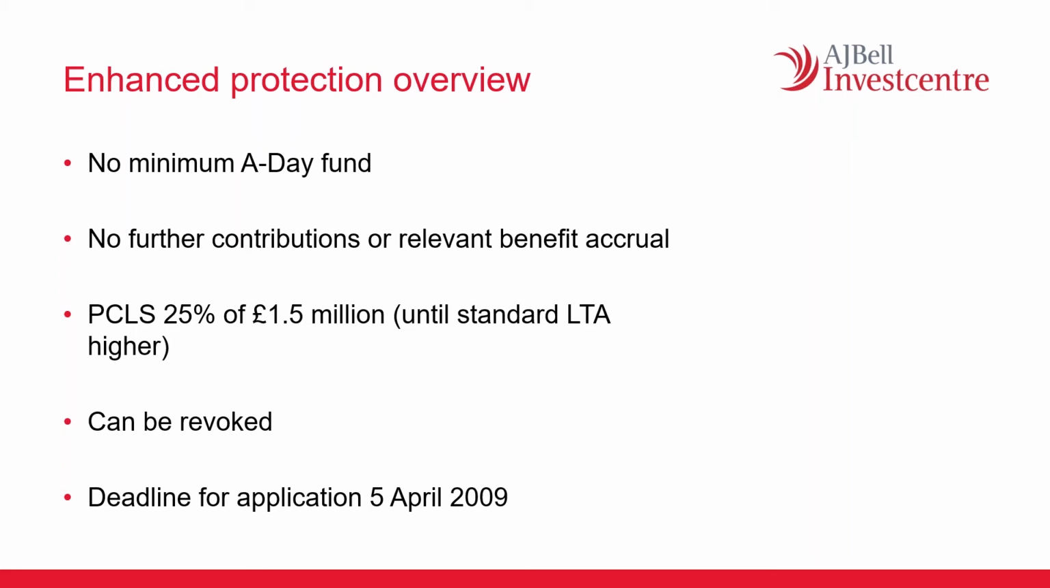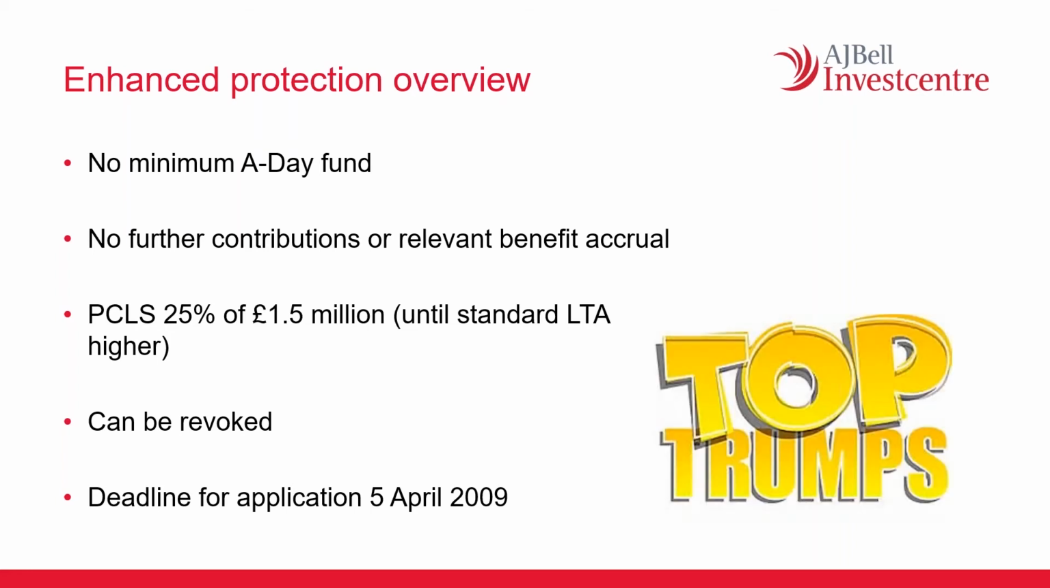Your PCLS, similar to with primary, is limited to 25% of 1.5 million or standard lifetime allowance if that ever gets to be higher again. You can revoke enhanced protection. So obviously making a contribution is one way of revoking it. You can just write to HMRC. And the deadline for this was the same as with primary protection, back on 5th of April 2009.